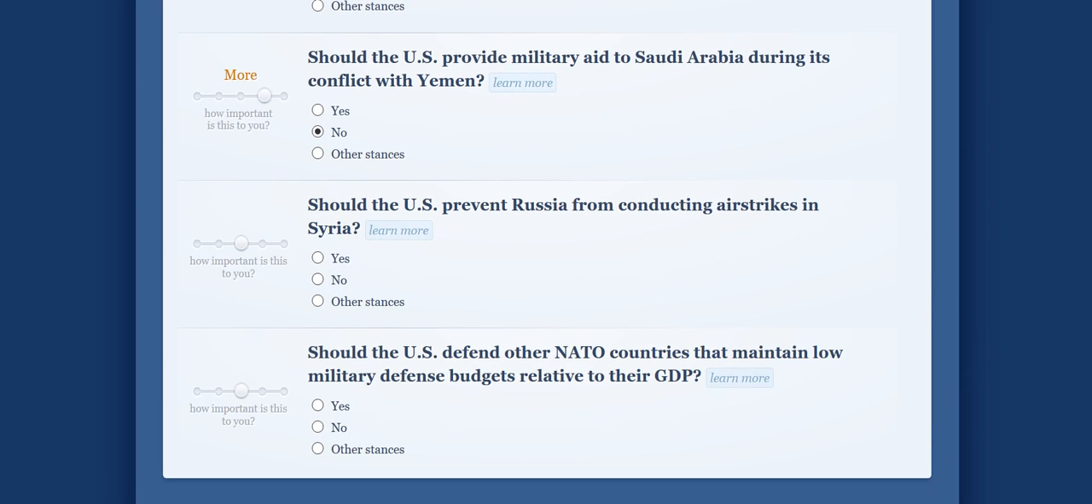Should the U.S. prevent Russia from conducting airstrikes in Syria? Russia shouldn't be doing airstrikes in Syria, but I don't know how the U.S. can prevent it, short of starting a war with Russia. We could talk to them and try to convince them, but that ain't going to stop them. So, what do you mean prevent them? I didn't answer this one because the wording is so strange, and I don't know how we could prevent them from doing it.